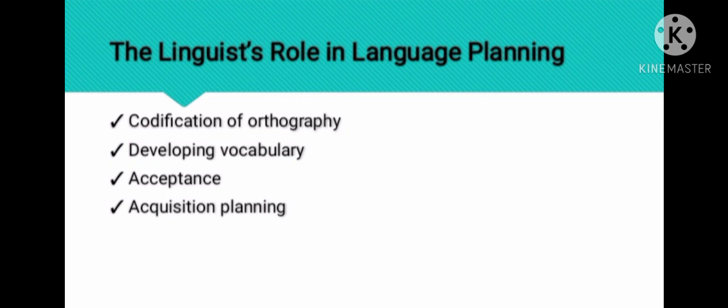And the fourth is acquisition planning. Acquisition planning is directly related to language spread, like in the newspaper, television, and radio, like in China. For example, in Singapore, they use a newspaper in English. And that's all from our group presentation for today, and thank you.